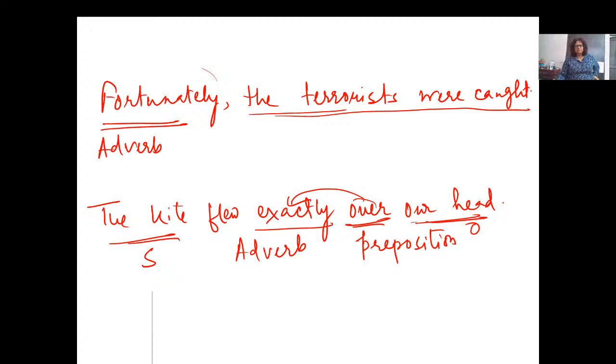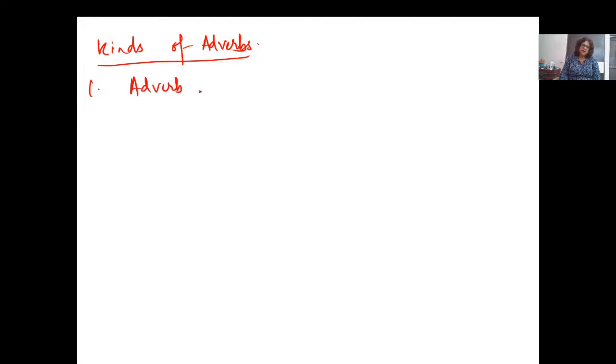Next we will do another important part, that is the kinds of adverb. What are they? Please note it down because it's very important. The first kind is adverb of time.